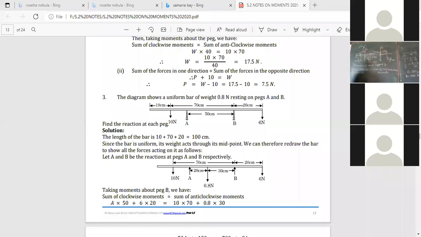Excuse me, teacher. Yes, please. Teacher, could you please repeat how you got 20 centimeters and 30 centimeters for the distance between pivot A and the 10 Newton force? Anyway, that 20 centimeter, I'm realizing it is not going to be relevant, but this is what I did. I assumed this to be 0, so this will be the 10 centimeter mark. Is that okay? Yes, teacher.